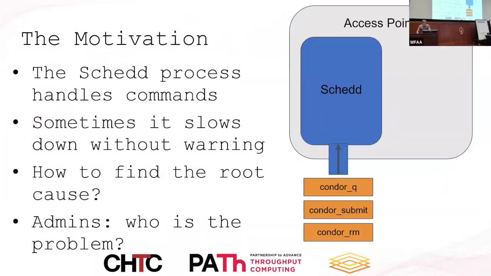On every access point, the schedd is a process within the access point that handles a lot of user commands like condor_q, condor_submit, and condor_rm. The problem we've been running into is that sometimes it randomly slows down with no warning, no error, nothing. Our task is to find the root cause of that slowdown and ideally fix it. We want to communicate to the admins what or who is the problem.